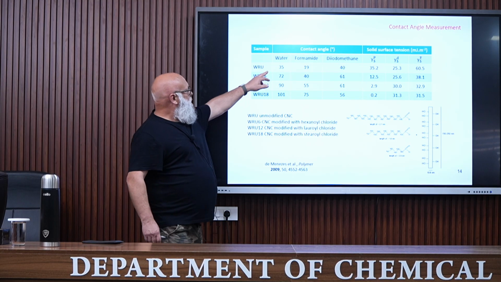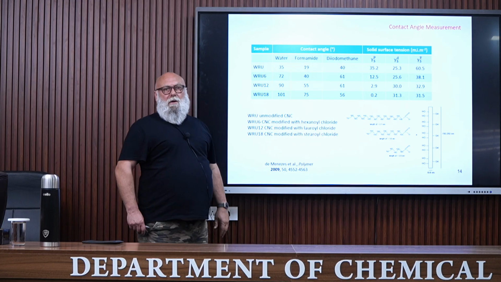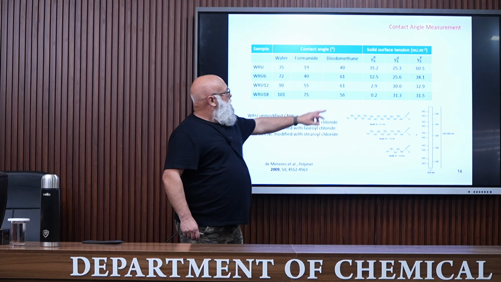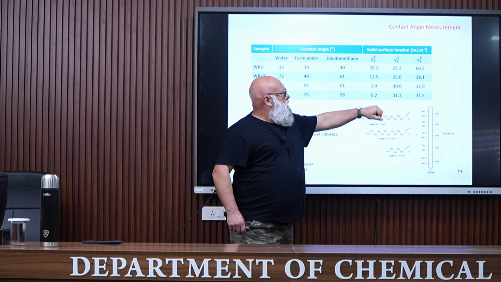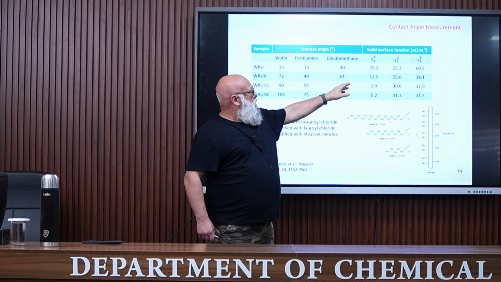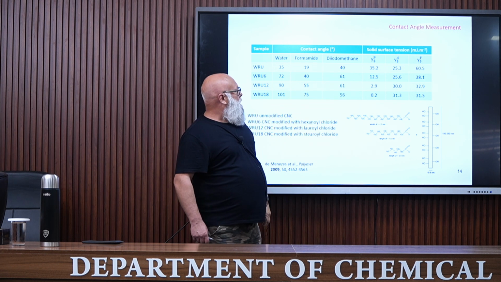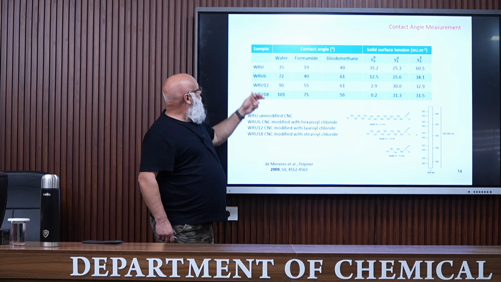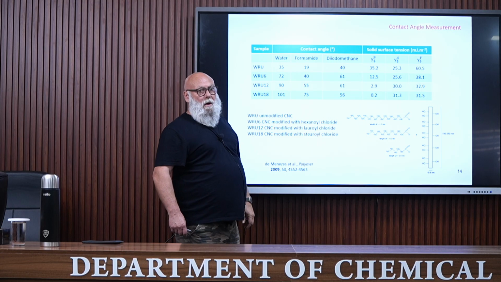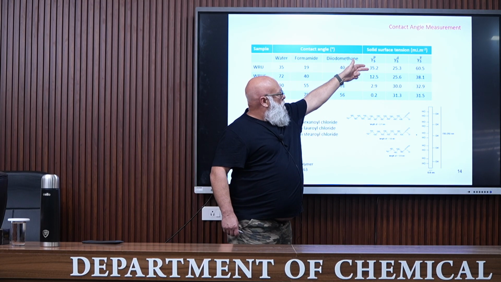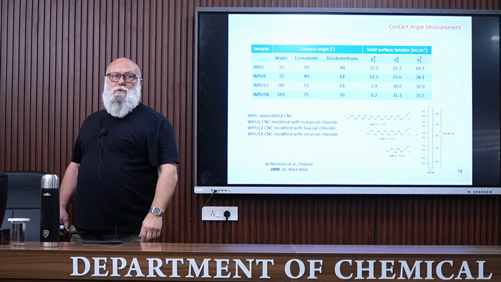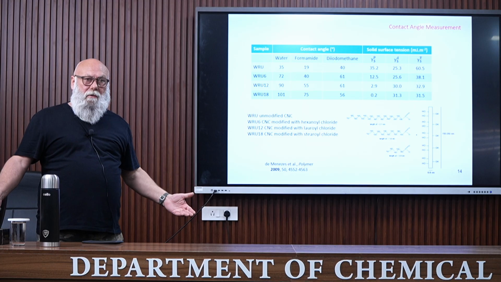And in each case, the contact angle has been determined, and from the previous development, the polar component and the dispersive component, as well as the total component of the surface tension of the solid have been determined. So you can see that by grafting this molecule on the surface of cellulose nanocrystals, there is a strong decrease in the polar component of the surface tension of the solid, which was, of course, expected.